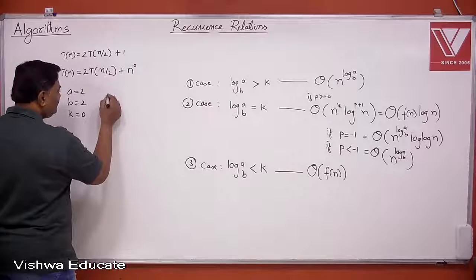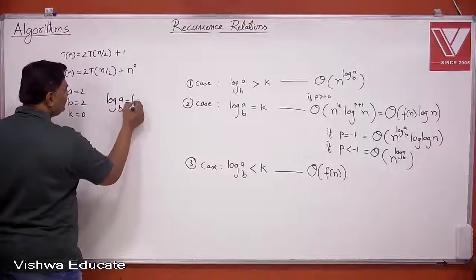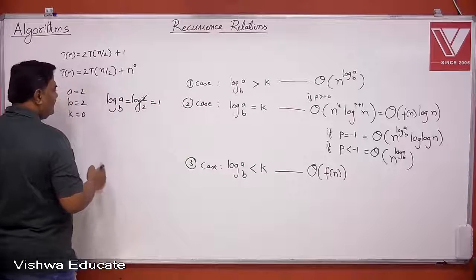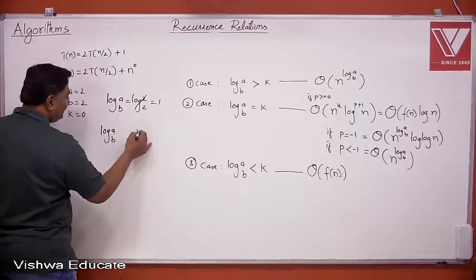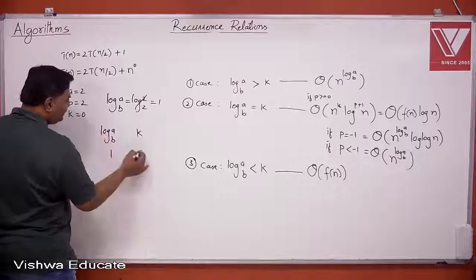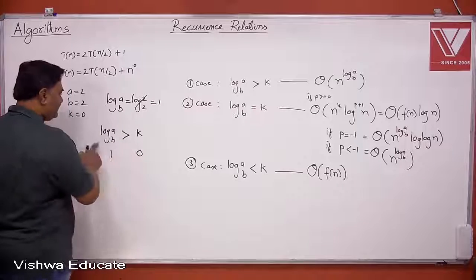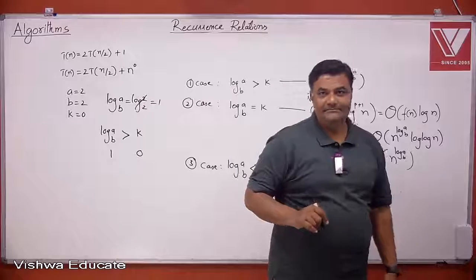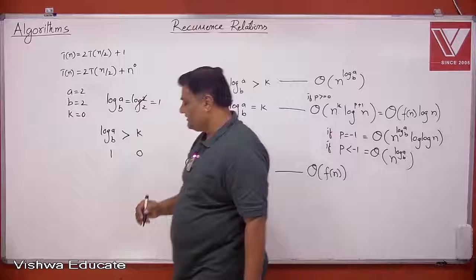Now, log a base b is how much? Log 2 base 2 is 1. Now, log a base b versus k. Log a base b value is 1, and k value is 0. So this one is greater than this one. Log a base b is greater than k. We know the answer for that. That was just a and b. So I have found out log a base b also.